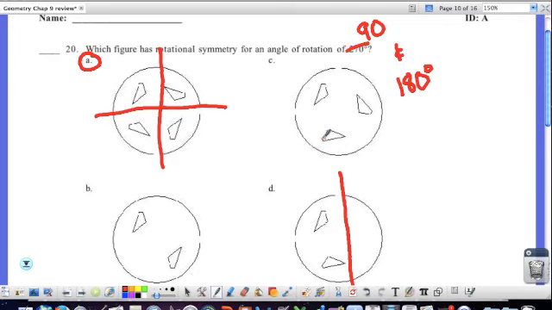Good question. Yes? So if the question was 90 degrees and you had both choices, which one would you pick? If the choice was what? And like it was 180? Yeah. Which one?